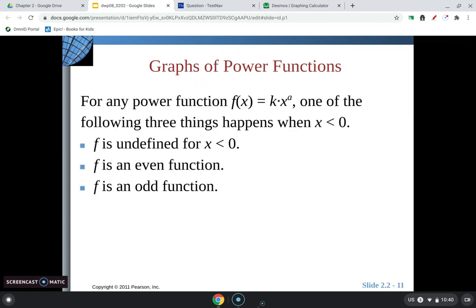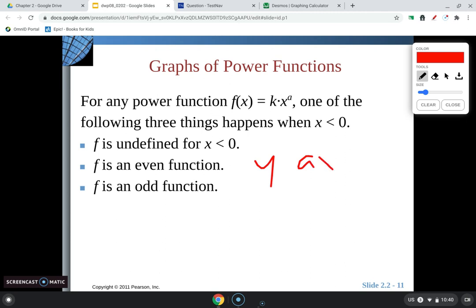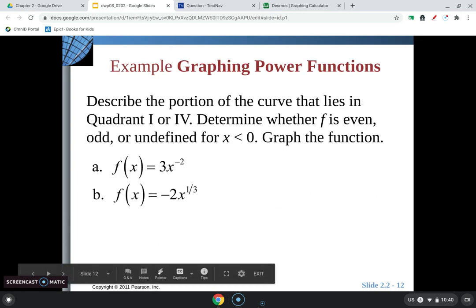Okay, so for any power function k times x to the a, three things can happen. It can either be undefined when x is less than 0, it can be even, or it can be odd. Remember, even is going to have y-axis reflection. Odd is going to be opposite quadrant reflection. And I can show you what I'm talking about here.